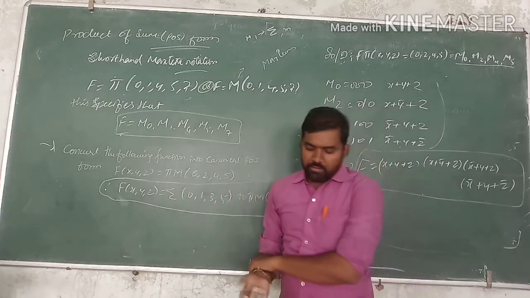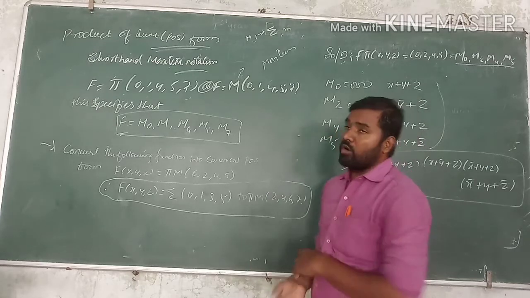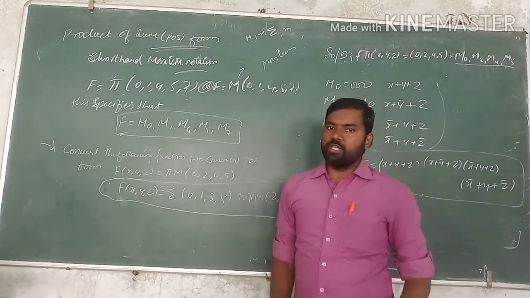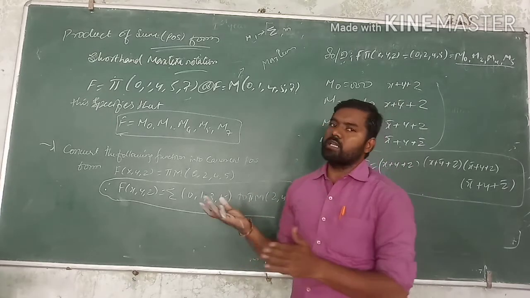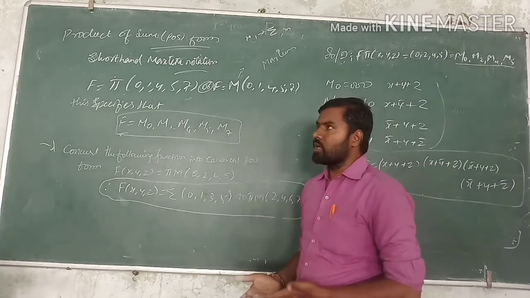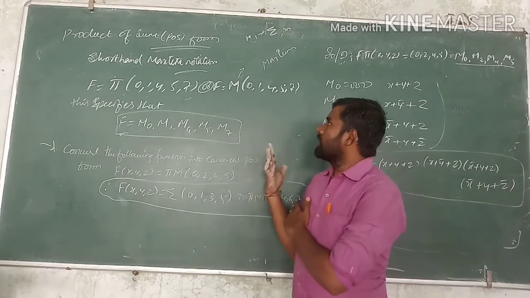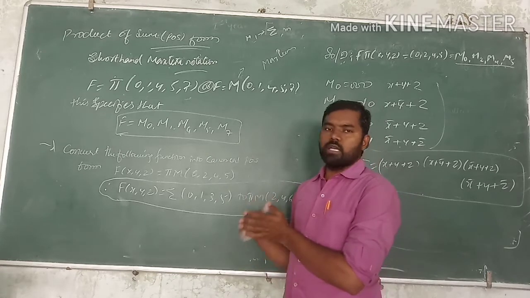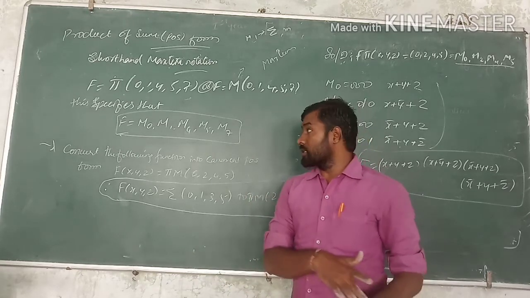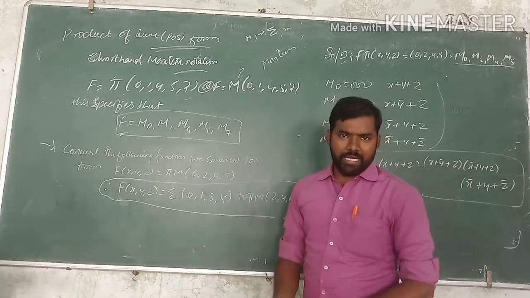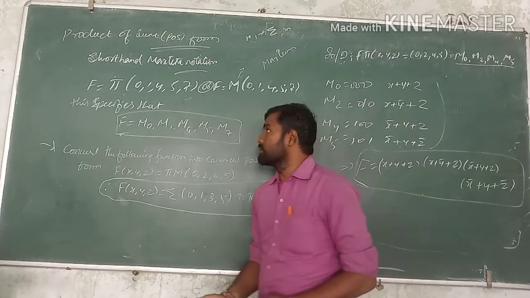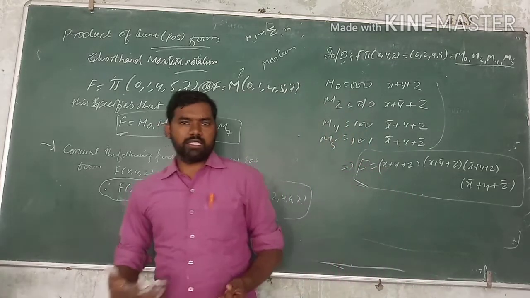In the next class you will see examples of how to convert a given boolean expression into POS form, sum of product or product of sum, or into canonical form, either canonical SOP or canonical POS, and also shorthand min terms and max terms. So let us see in the next class.